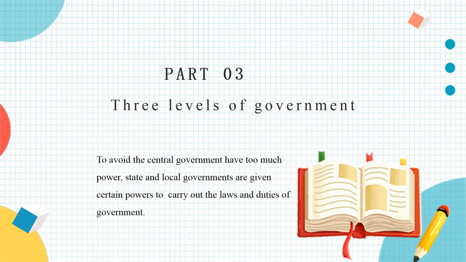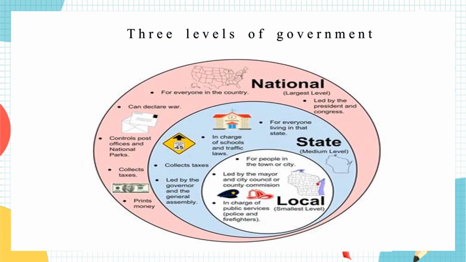The third part is about the three levels of government. To avoid the central government having too much power, state and local governments are given certain powers to carry out the laws and duties of government. The three levels of government include the national, state, and local government.